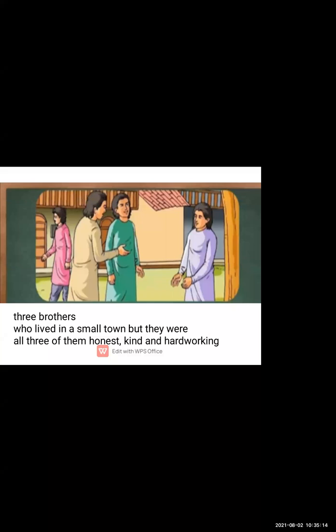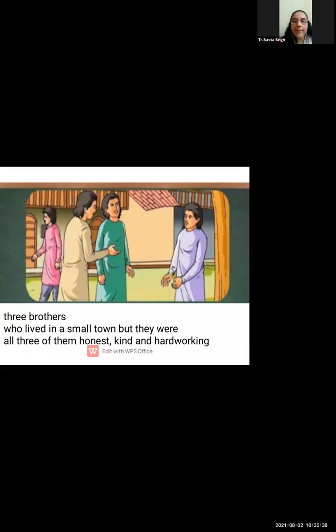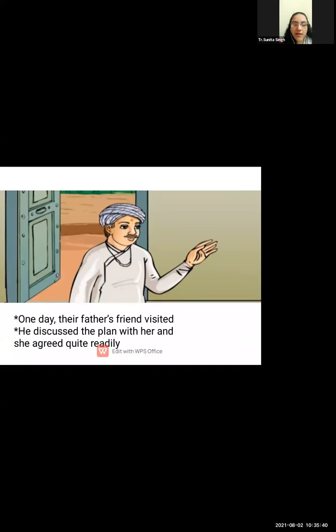So all three of them were fond of their mother. They are so loving and caring towards their mother. What is the reason behind it? The sudden death of their father. So all three brothers live together and protect their mother. Now, what will happen one day?